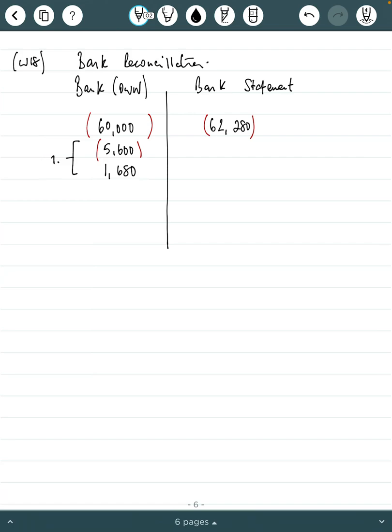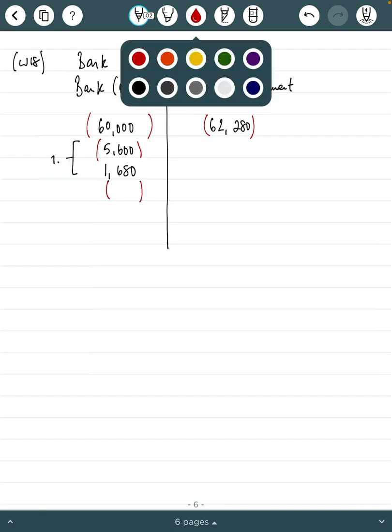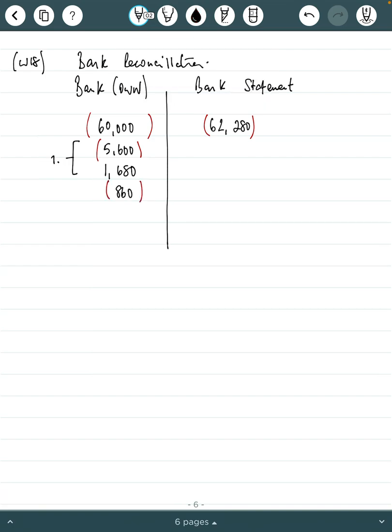The second thing it says is a direct debit to a local refuse company. So this is money coming out of my account. 860 had not been recorded in our own books. So this is an increase in my overdraft by 860 euro, and that is to do with point 2.